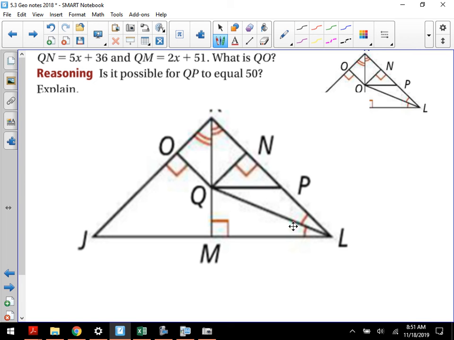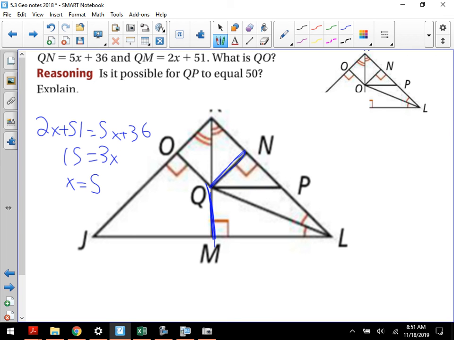So it tells you we've got 5x plus 36 and 2x plus 51. So we set those two equal to each other. Subtract 2x, subtract 36. So we get 3x equals what? 27, I believe? Not 27, I'm sorry. 15. So I get x equals 5.